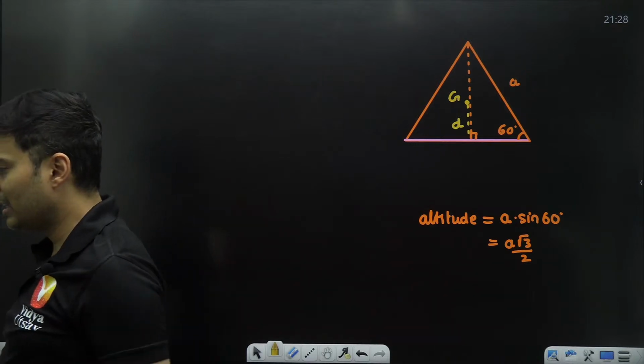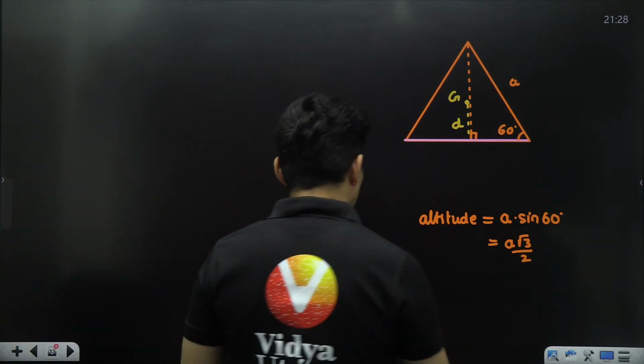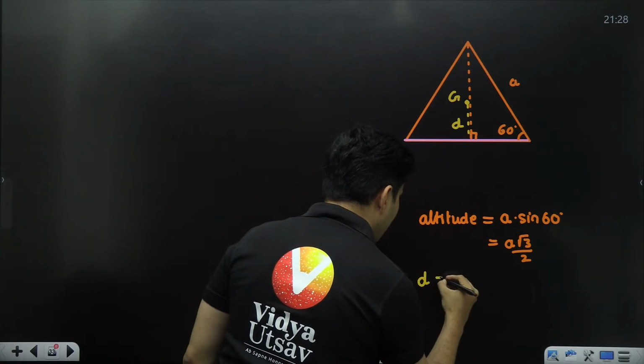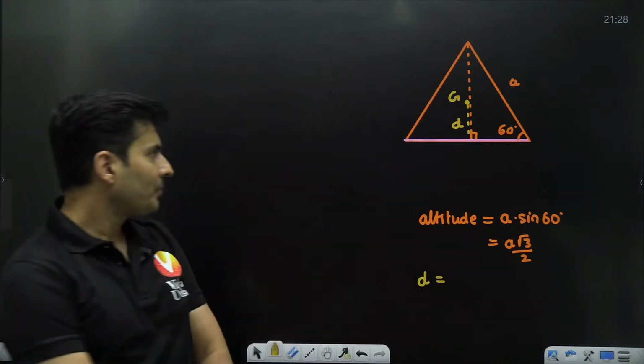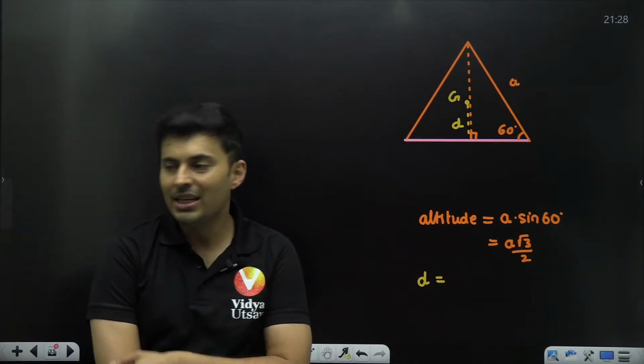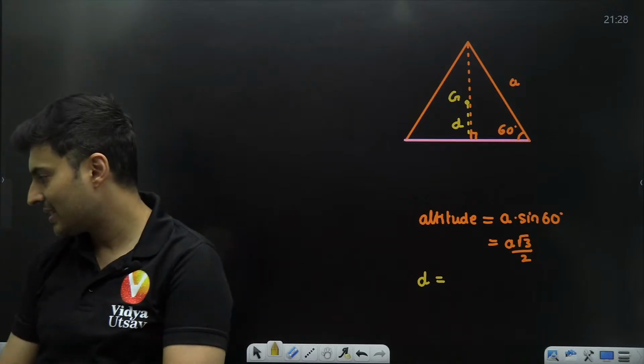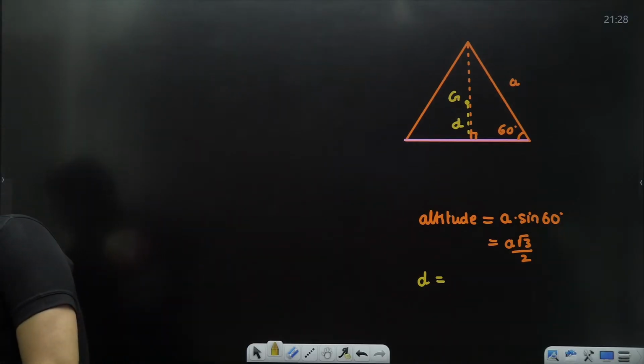So come on, think and tell me, how much will D be equal to? Think and tell me, guys, quickly in the chat box. Right away, right now. Think carefully. How much will it be? Yes, guys. What shall it be? Think carefully.